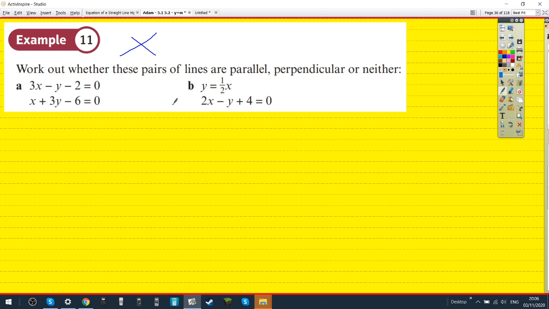So for the first one, it would be 3x minus 2 equals y. And so what's the gradient? So is that just 3? And then do we do the same thing for the second one? Okay.